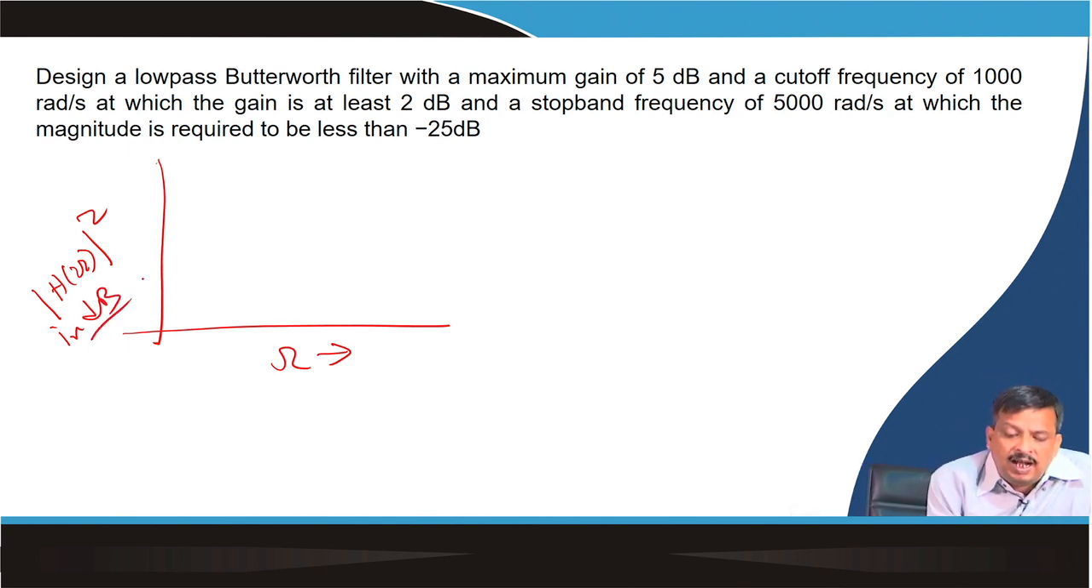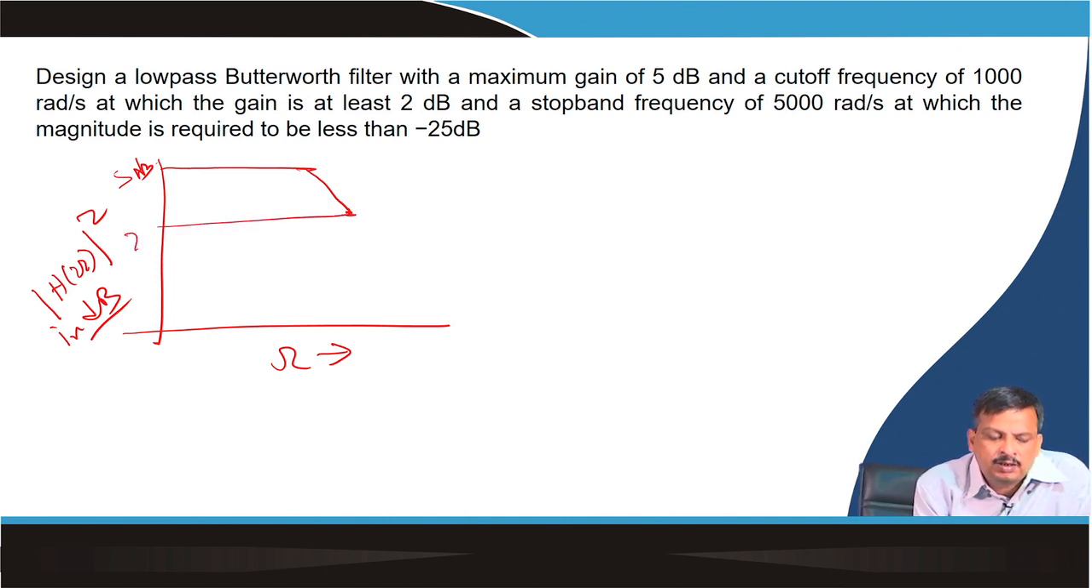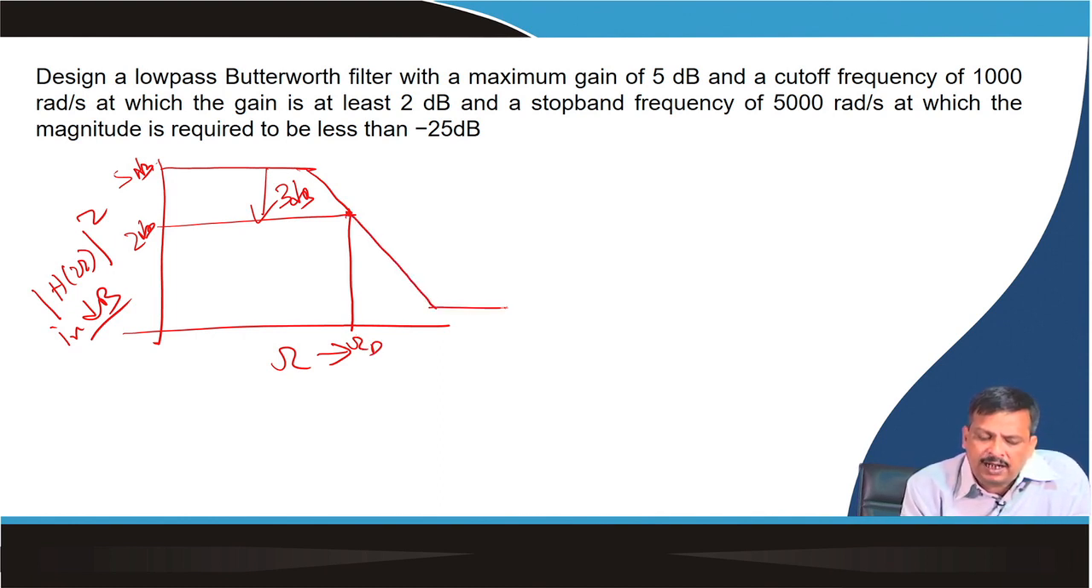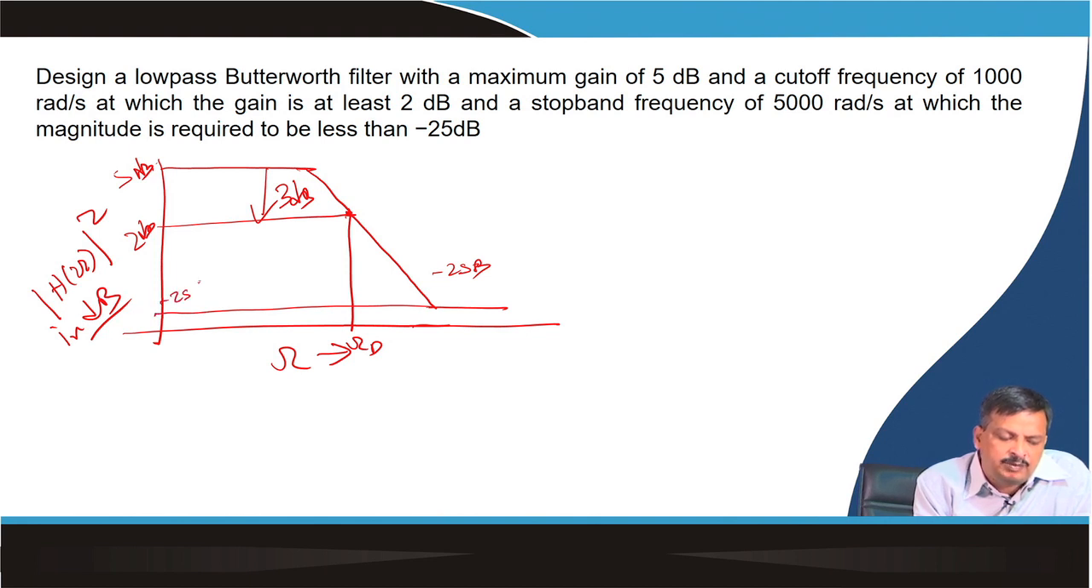Okay. So, what I said? I said this is 5 dB, gain of 5 dB, then it is decreased to 2 dB. So, here it is 2 dB. So, this is 5 dB. So, how much is decreased? This decrease is 3 dB. So, here it is omega p, and then again it is decreased to minus 25 dB. This axis is minus 25 dB, which is omega s.